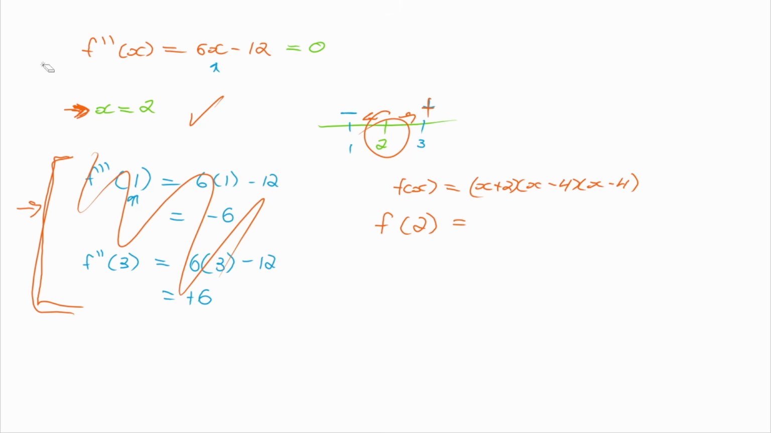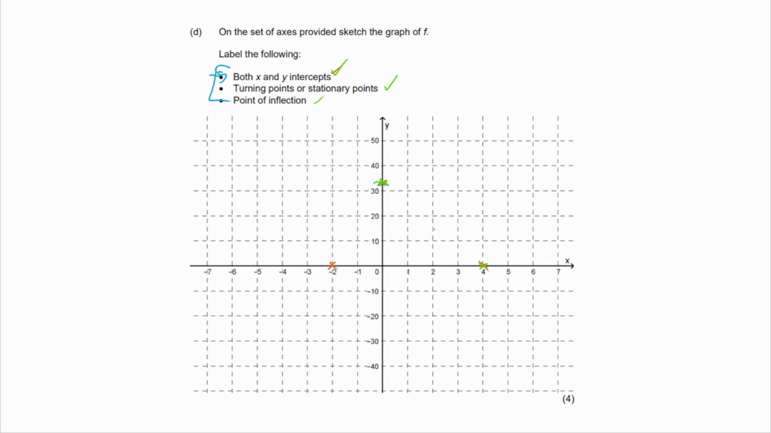Let me just change color here. So what we're doing now is f of 2. Whenever we see an x, we replace it with a 2. So that's 2 plus 2, 2 minus 4, 2 minus 4. That gives us 4 times negative 2 times negative 2. The negatives sort themselves out, so that's 4 times 4, 16. So we know that at 2, 16, this is our point of inflection.